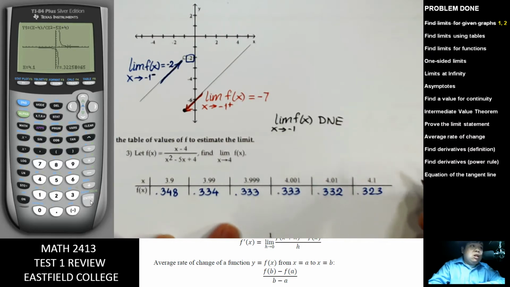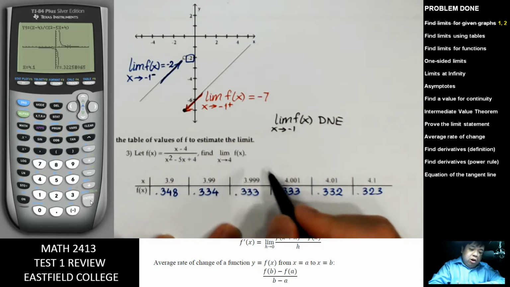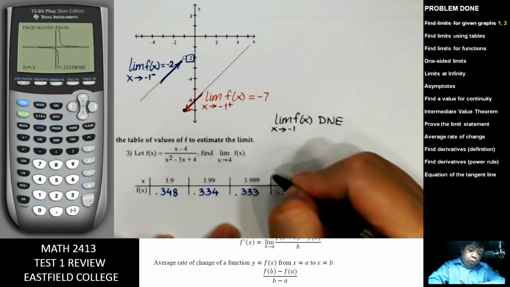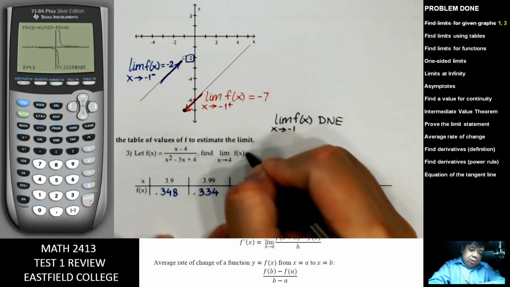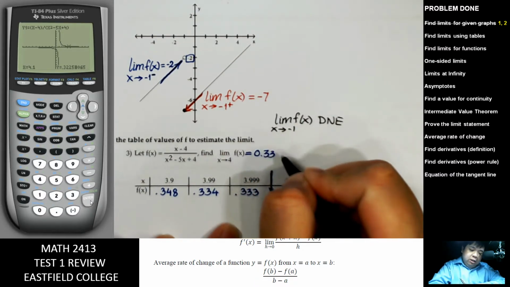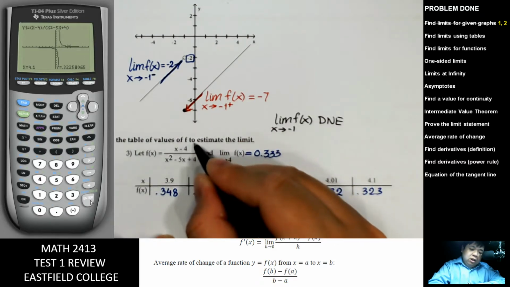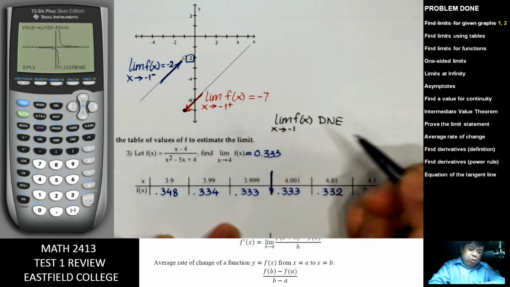So now we complete the table, but the question is this one, the limit of the function when x goes to 4. 4 would be right in the middle here. Because of that, it is 0.333. So that would be 0.33. And this one just says that we estimate the limit. So it is equal to that.